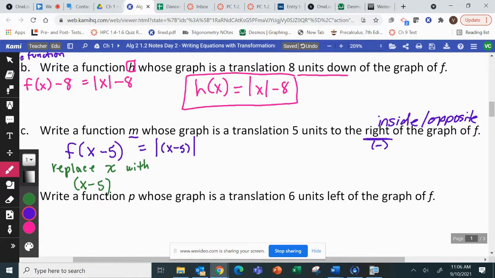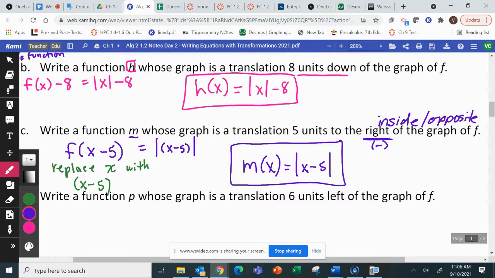Do I really need the parenthesis here? No, I don't. But sometimes I do, so I'm doing it every single time. So since I don't, I will simplify it. Ooh, it's not g. Sorry, I really want to do m. M of x is equal to absolute value, I just simplified it, x minus 5, and that's it. So that went on the inside.